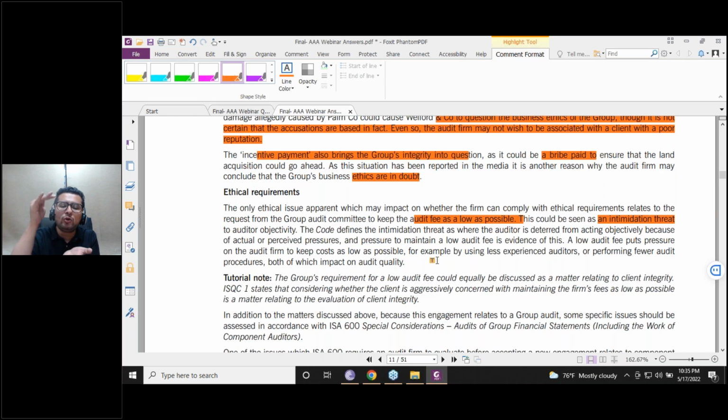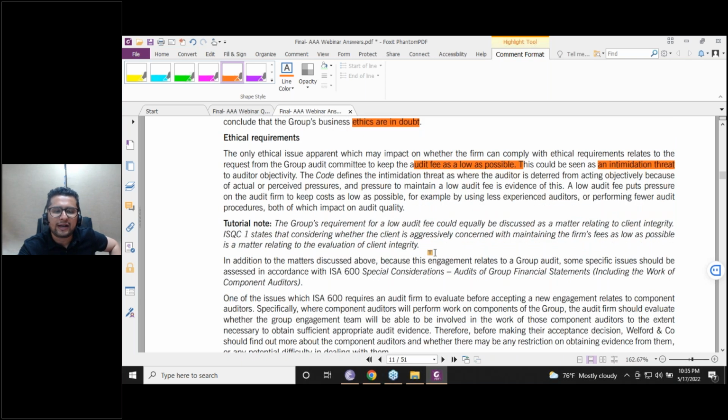It means you should not apply the most experienced auditors. You should apply fewer procedures. As a result, what happens? The quality of the audit is at stake. So this is an ethical issue. If the audit committee is not willing to realize that the audit fee should be according to the workload, you should not accept this particular audit client.